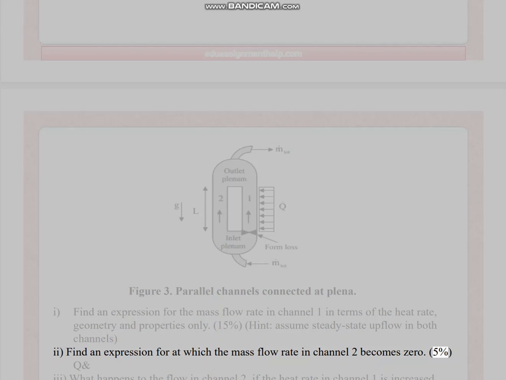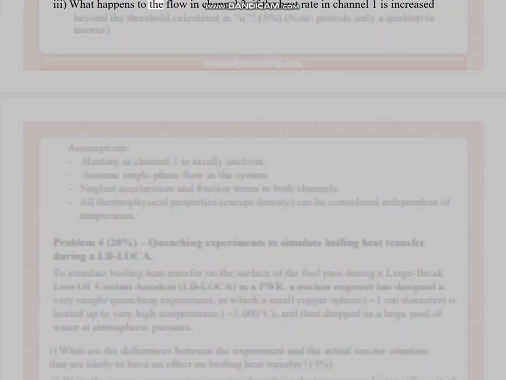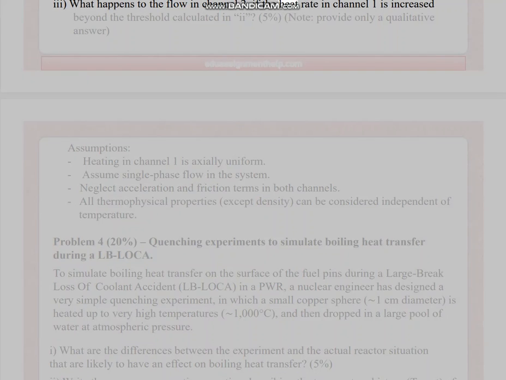5%. 3. What happens to the flow in channel 2 if the heat rate in channel 1 is increased beyond the threshold calculated in 2? 5%. Note: provide only a qualitative answer.